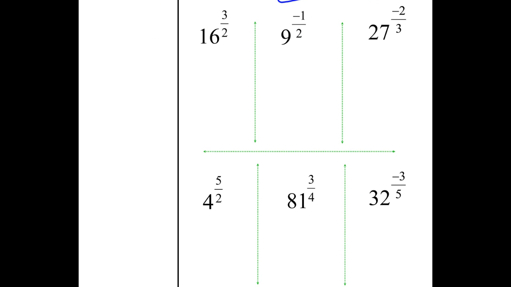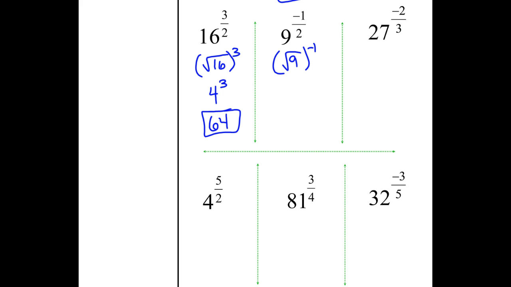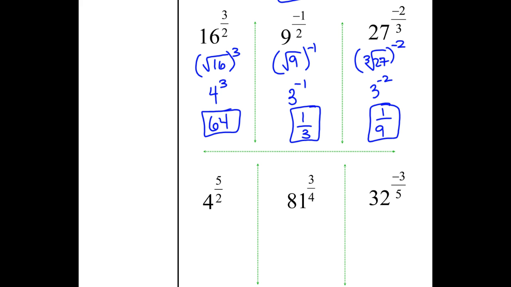All right, I'm going to do a couple examples really quickly here for you. Make sure you're following along and doing your best to do these as well. Again here, I'm going to do the square root of 16 cubed, which is really 4 cubed, which is going to be 64. Now we have the square root of 9 to the negative 1, which is really 3 to the negative 1, which is 1/3. And over here, we really have the cube root of 27 to the negative second, so it becomes 3 to the negative second, which is 1/9.